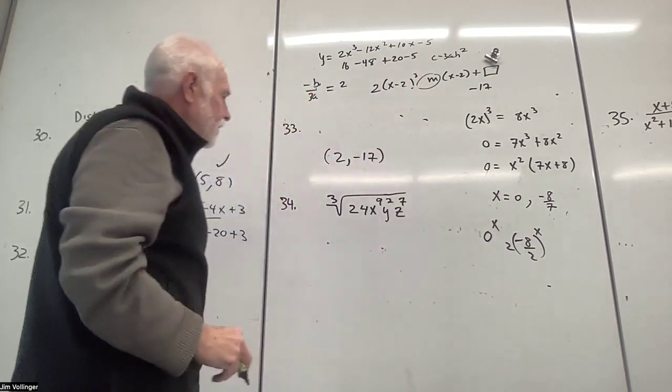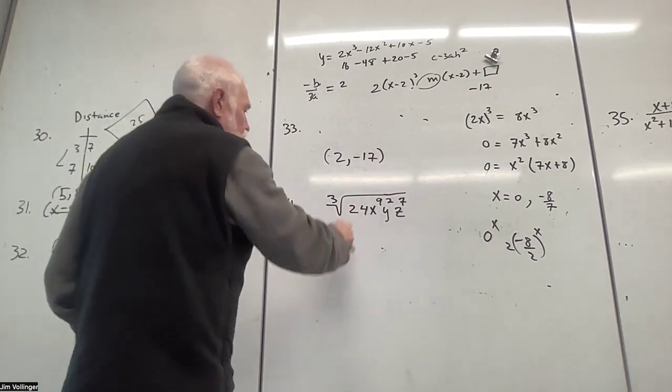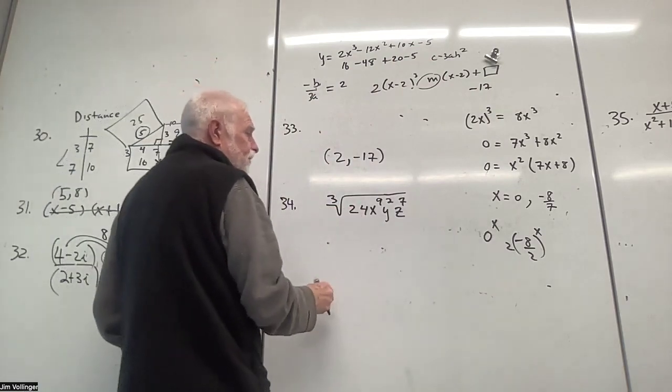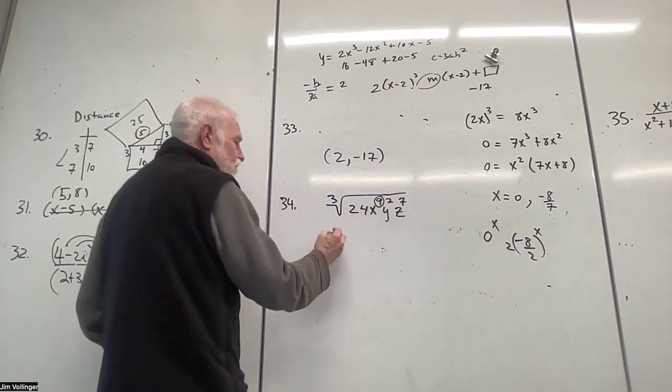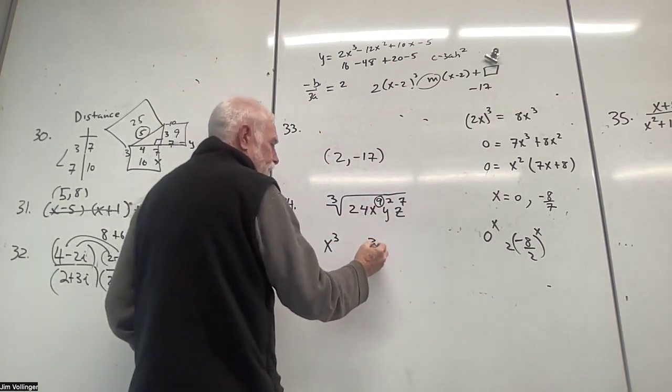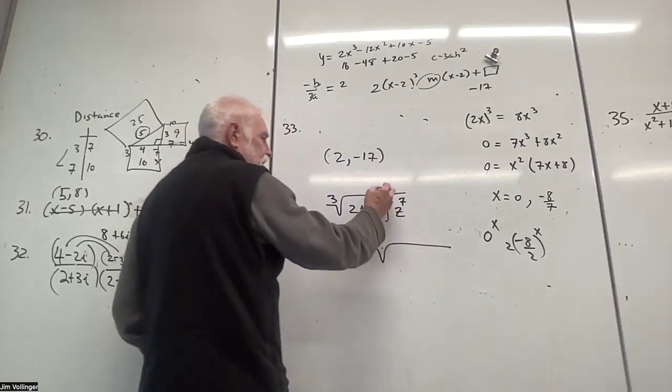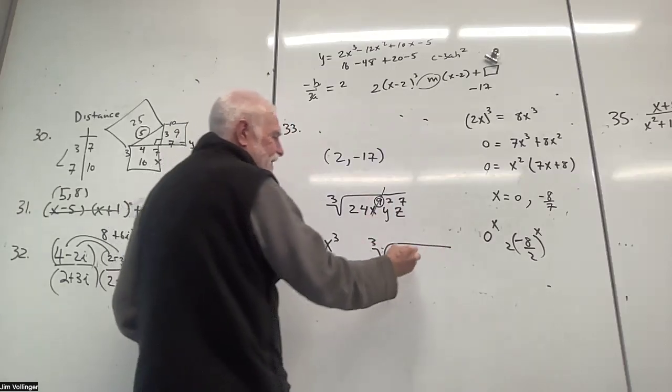All right, we're now doing the cube root. So we're looking for multiples of 3. Well, that's a nice multiple of 3. So I can take x cubed out. That takes care of x to the 9. y squared, sorry.